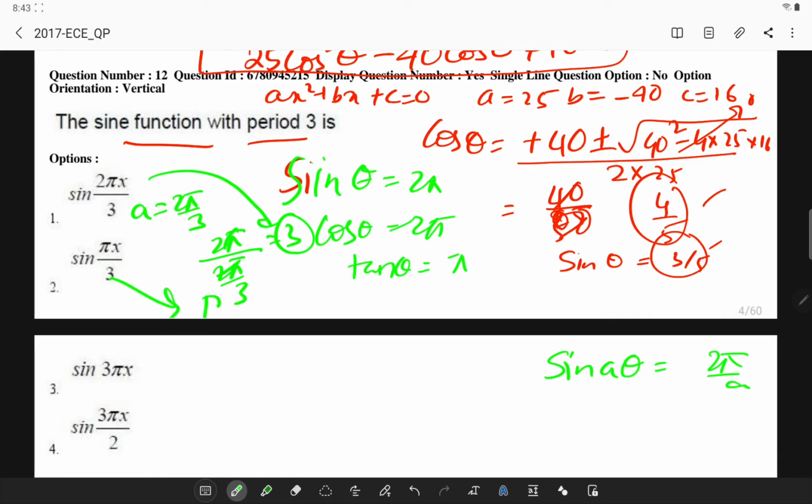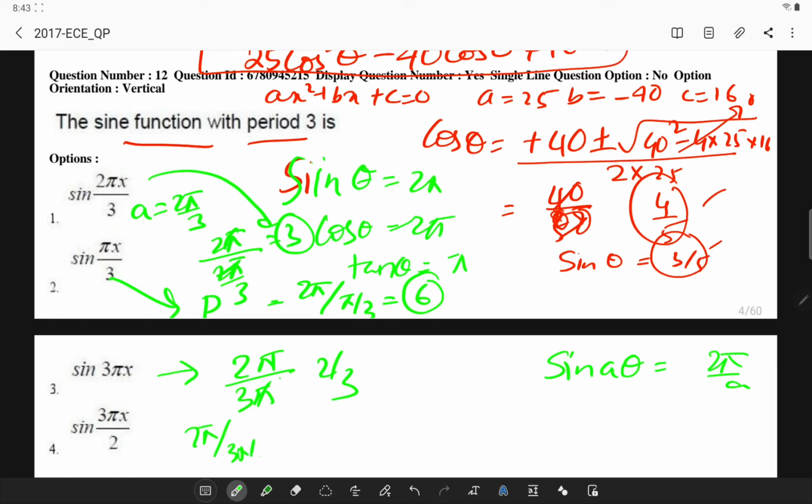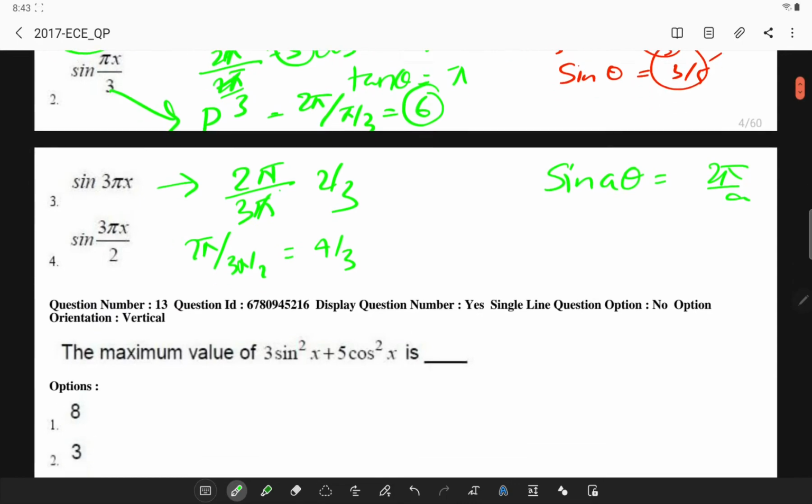For this, the period will be 2 pi divided by pi by 3, which is 6. In this case, the period will be 2 pi divided by 3 pi, which is 2 by 3. And for this, 2 pi divided by 3 pi by 2, which is 4 by 3. So the answer for period 3 is simply option number 1.